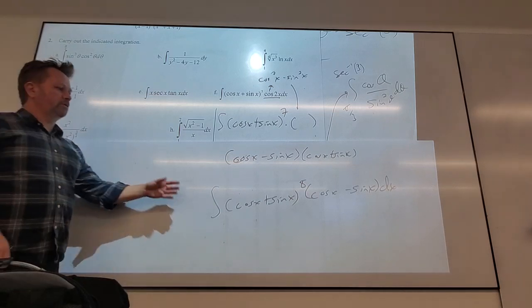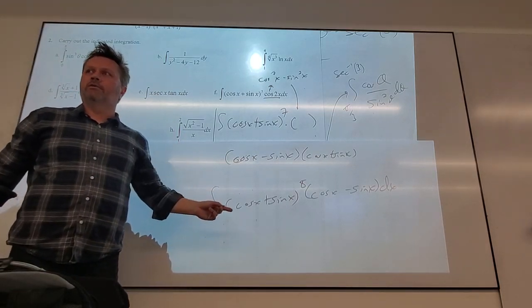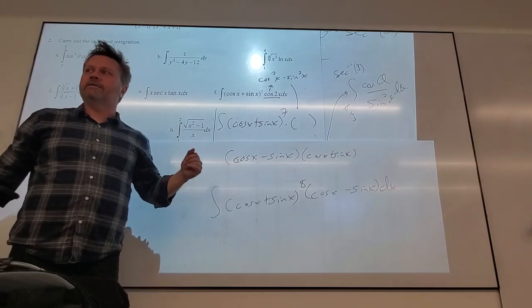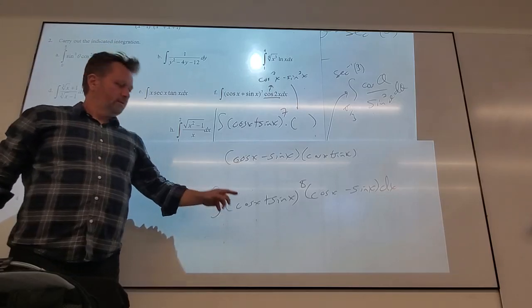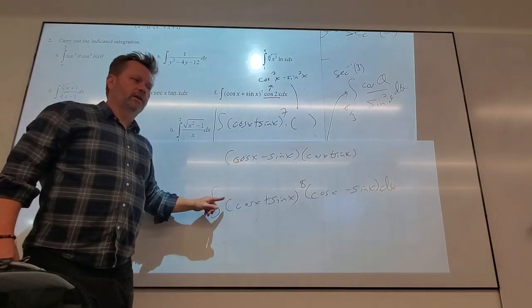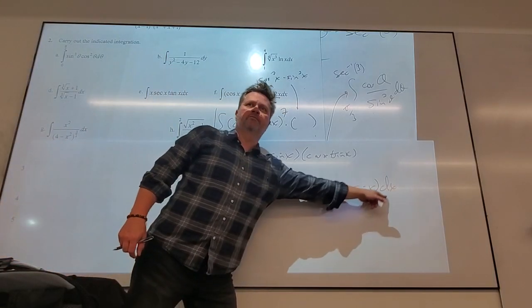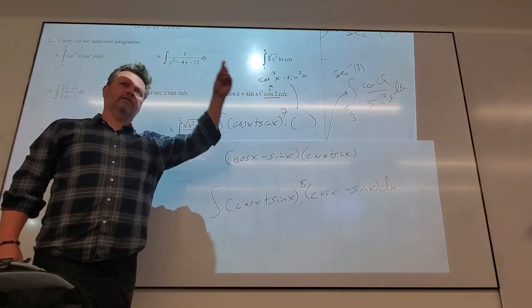If I just gave you this, what would you think you have to let u equal? What makes the most sense to let u equal? What's stuck inside something? Cosine x plus sine x, yes? So what's the derivative of cosine x plus sine x? Negative sine x plus cosine x, which is what this is. So isn't this du? And isn't this u? And you have u to the 8th, and that's easy.